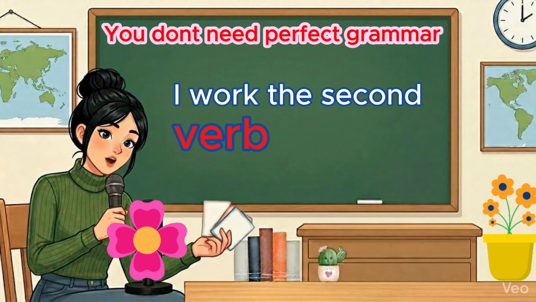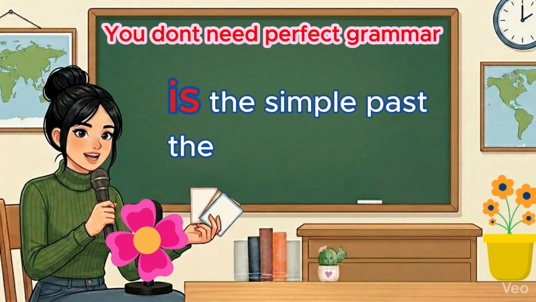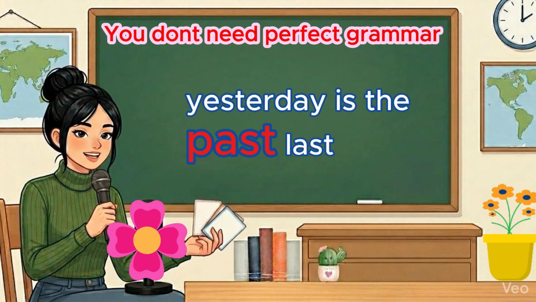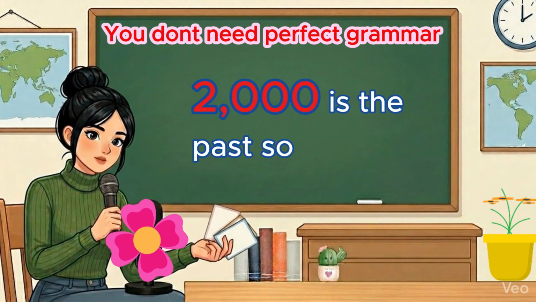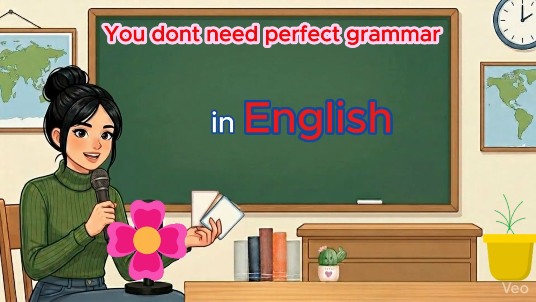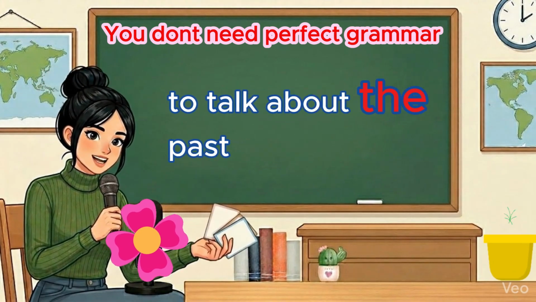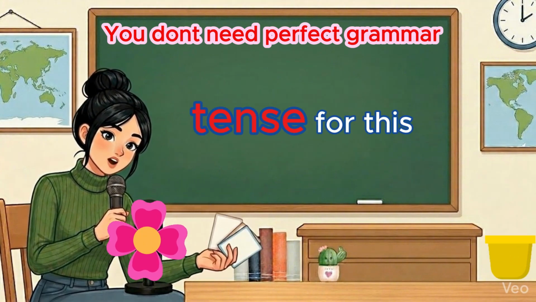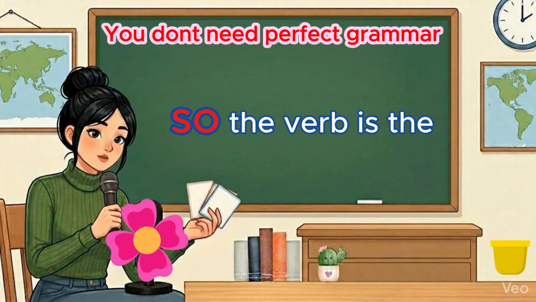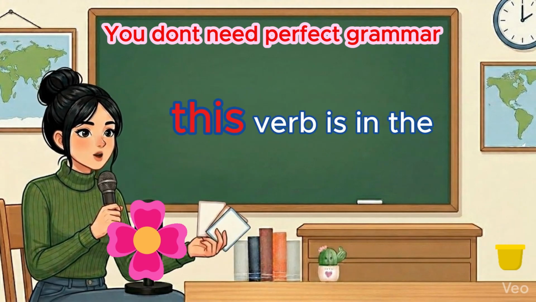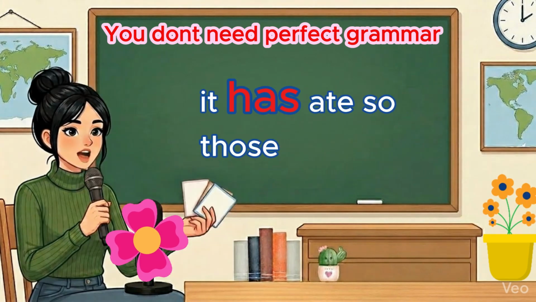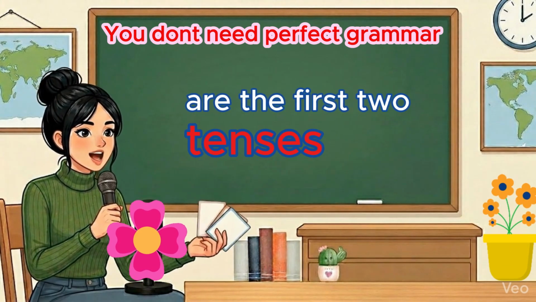The second verb tense you should learn is the simple past. The past is before. Yesterday is the past. Last month is the past. 2000 is the past. So before is the past. In English, it's important to be able to talk about the past. We use the simple past tense for this. Here is an example: Yesterday I worked. So, the verb is the same. This verb is in the simple present. This verb is in the simple past. It has -ed. So, those are the first 2 tenses to learn.